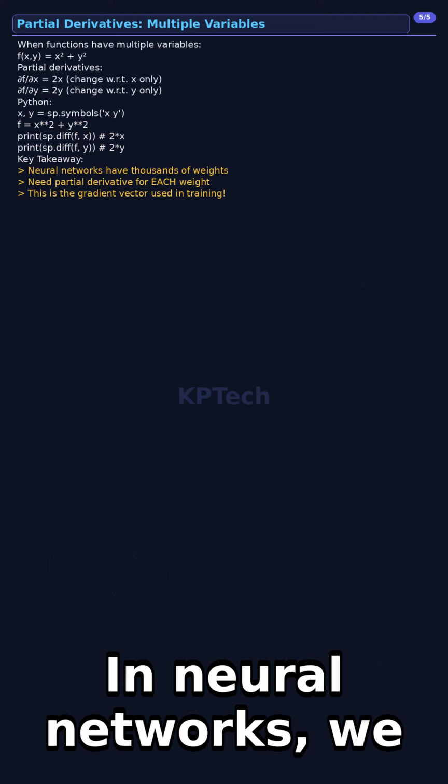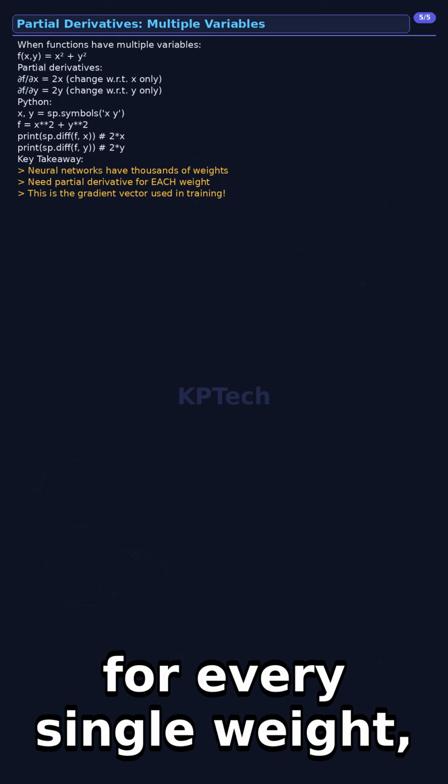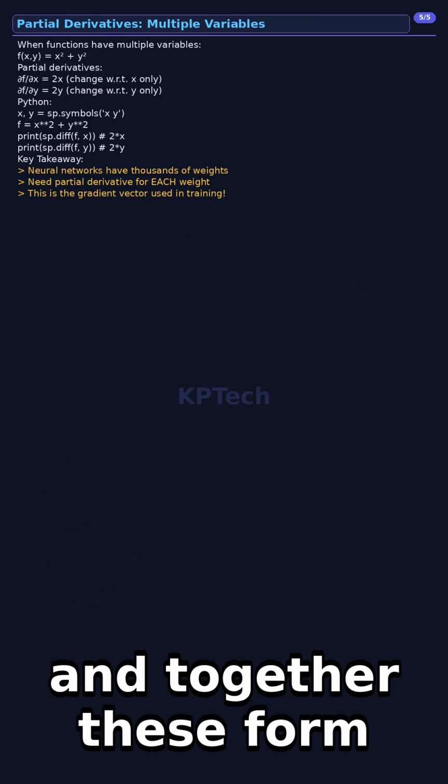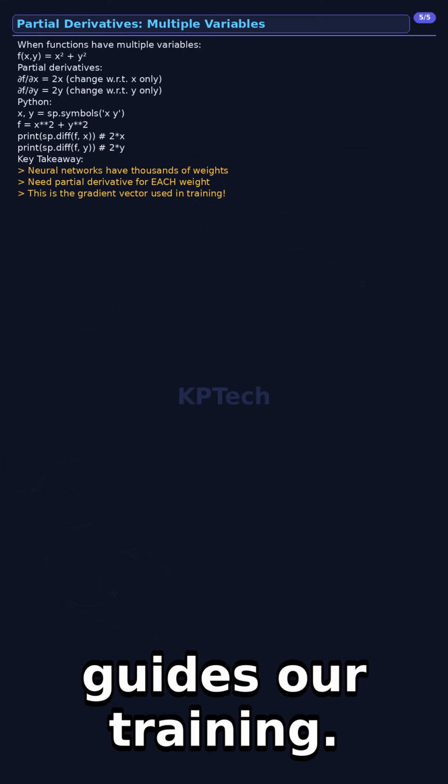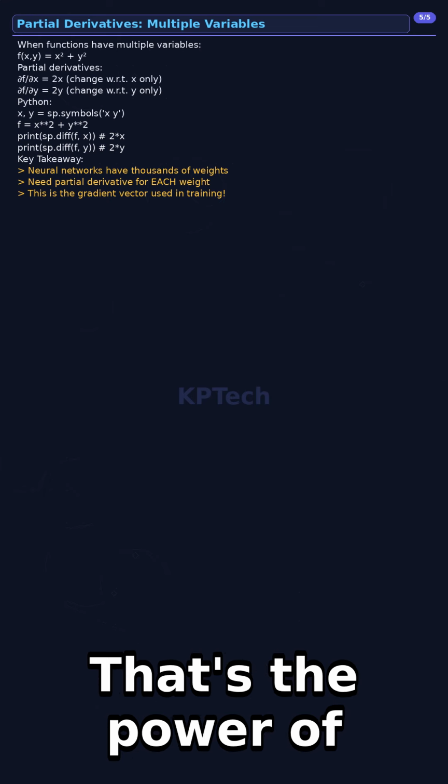In neural networks, we calculate a partial derivative for every single weight, and together these form the gradient vector that guides our training. That's the power of calculus in machine learning.